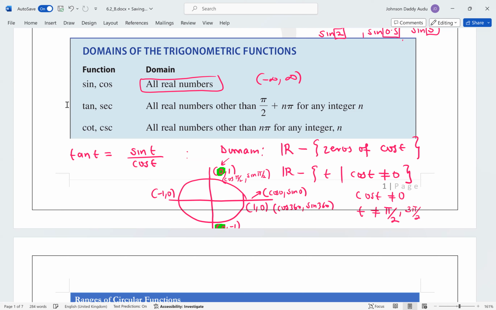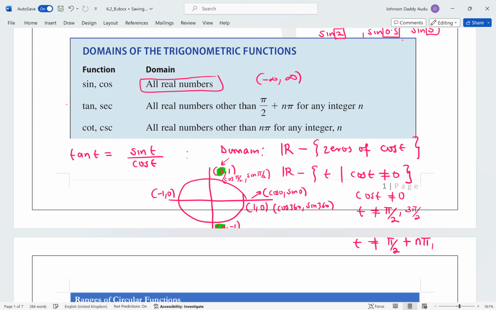All right. But if we go again, we can still go. Once we go after this, we come back again after another revolution, we will meet another 0, right? So in other words, we can just generalize it that t cannot be pi over 2 plus any n pi.